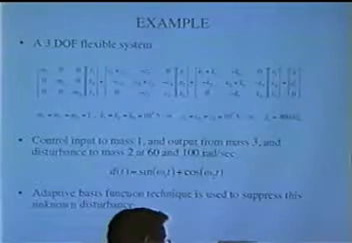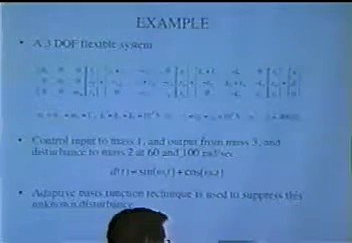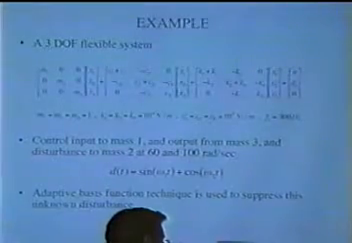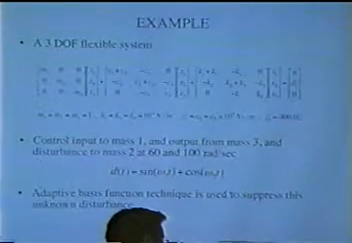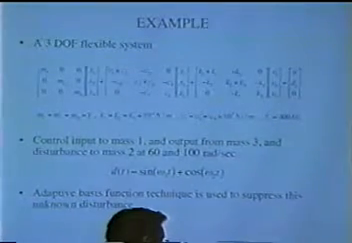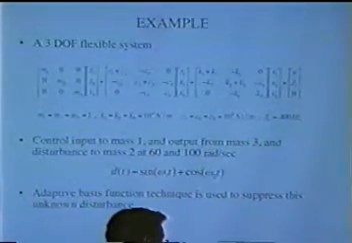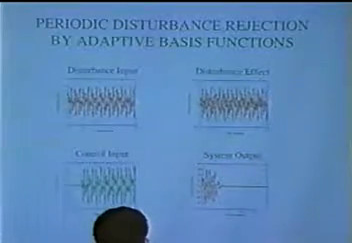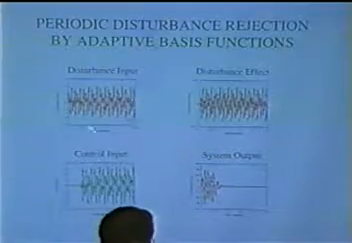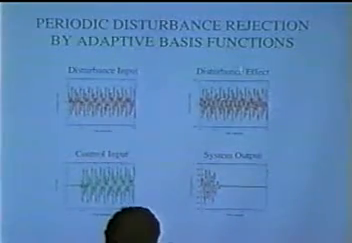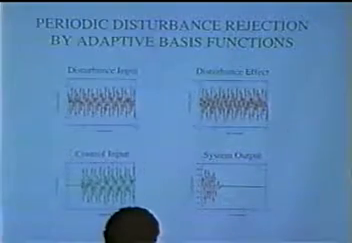So it's a non-collocated situation here. Suppose that the disturbance has 2 frequencies acting, one at 60 radians per second and one at 100 radians per second. And we want to use what I call the adaptive basis function technique to suppress this disturbance. That shows the disturbance input. It has 2 components, 2 frequencies there. That's the eta signal that's computed.